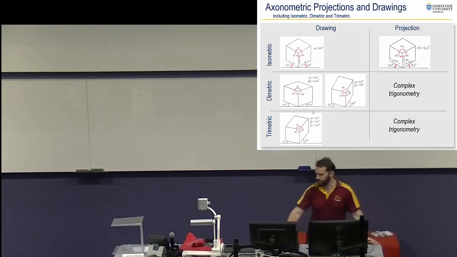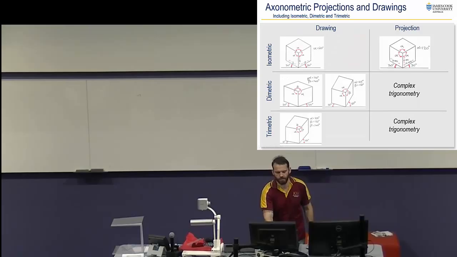The other thing is, obviously you can have projection versions and you can have drawing versions. Drawing versions is one-to-one. Projection is whatever the complex trigonometry tells you that length needs to be. We won't even worry about that, right?